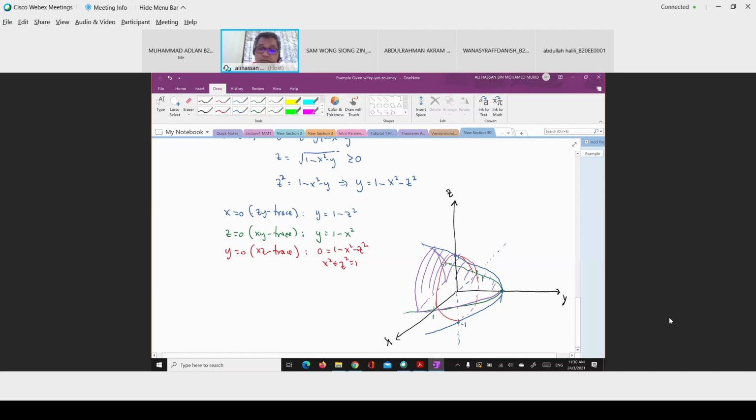Something like that. This is just a sketch, so might not be accurate. So it is only the top part, okay? The portion of the paraboloid above the xy plane. So the purple part is z equal to square root of 1 minus x squared minus y squared. That is the level surface of the object.